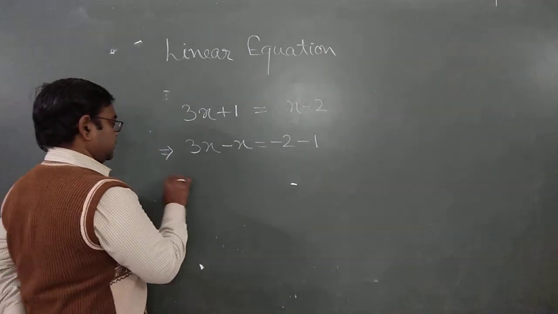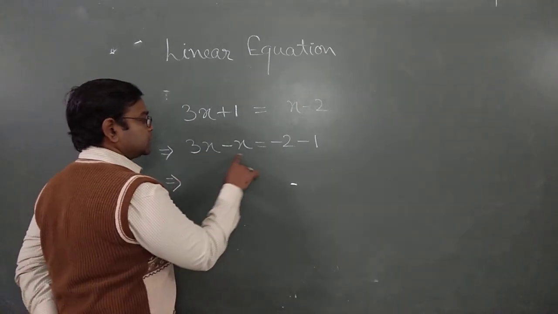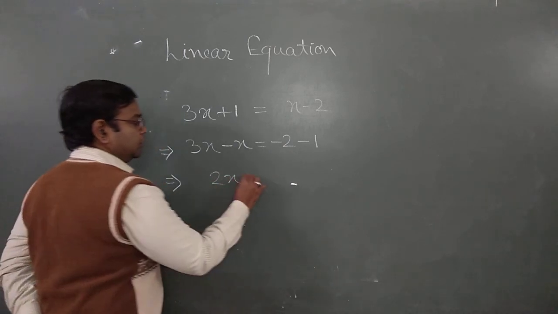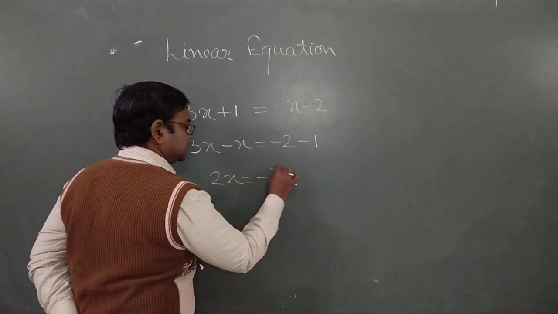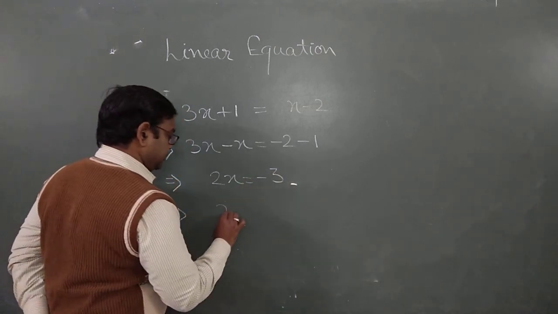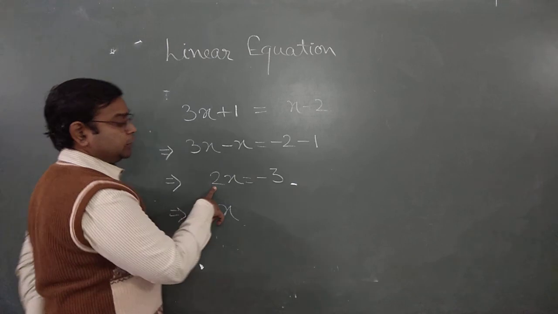Clear? 3x minus x is 2x, and minus 2 minus 1 is minus 3. So what is the value of x? Again, we shift this 2 to that side.